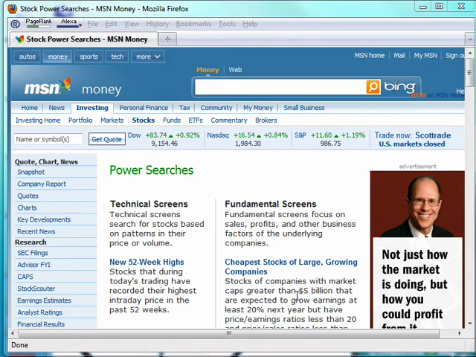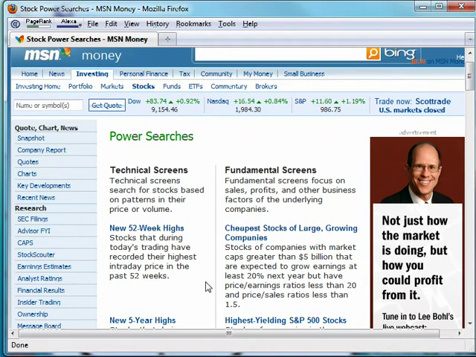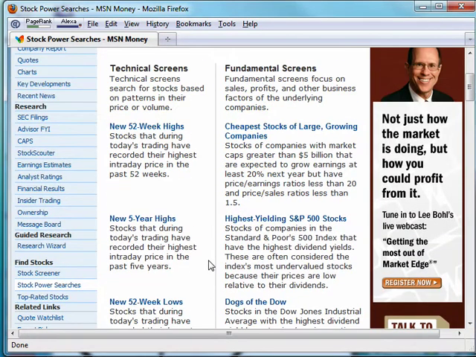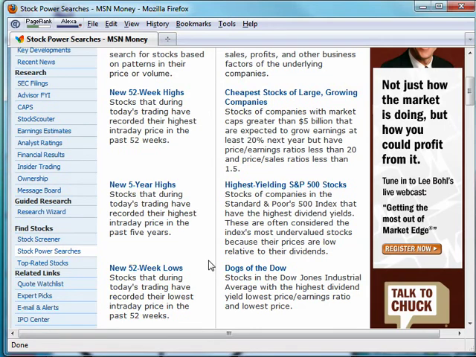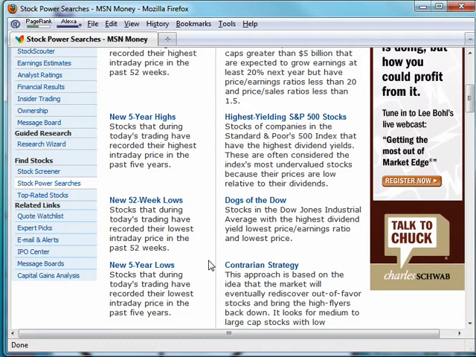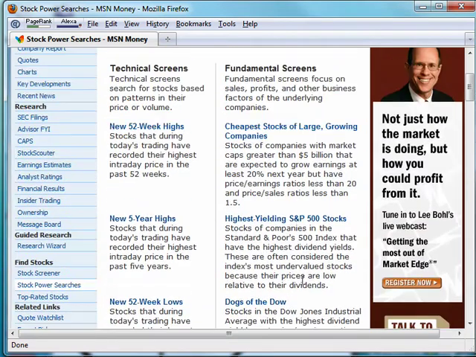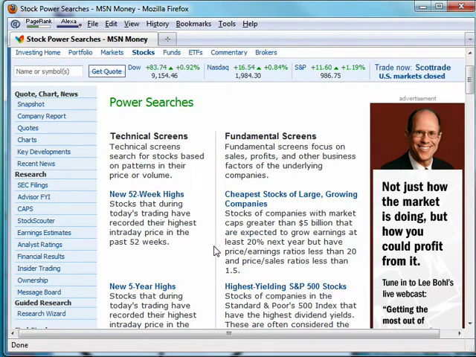This is the first review I'm doing as part of the ultimate list of web-based screening tools. Today we're looking at the MSN Power Searches. The MSN Power Searches are a list of predefined technical and fundamental scans that have been put together by the people at MSN. I will say that the technical screens are fairly simplistic, but some of them are useful. In fact, I'm going to do the review today based on one of those. And then you also have fundamental stock screens, which are based on various fundamental data.